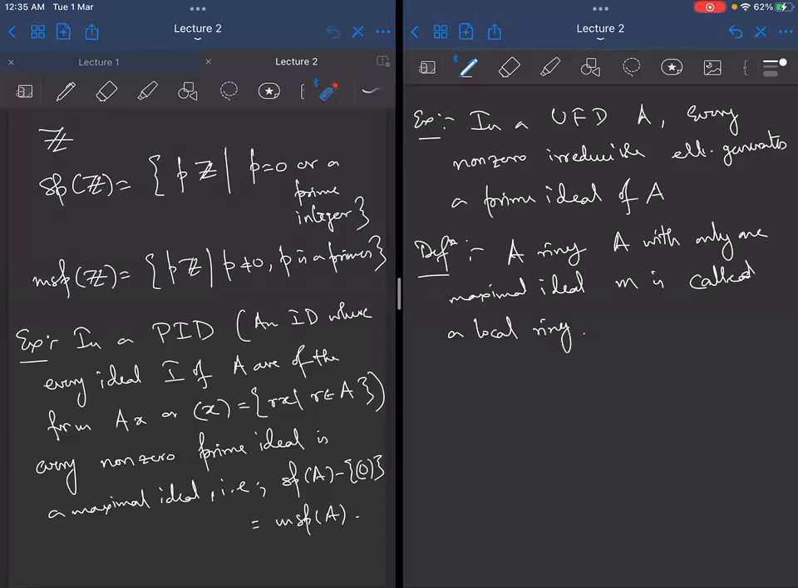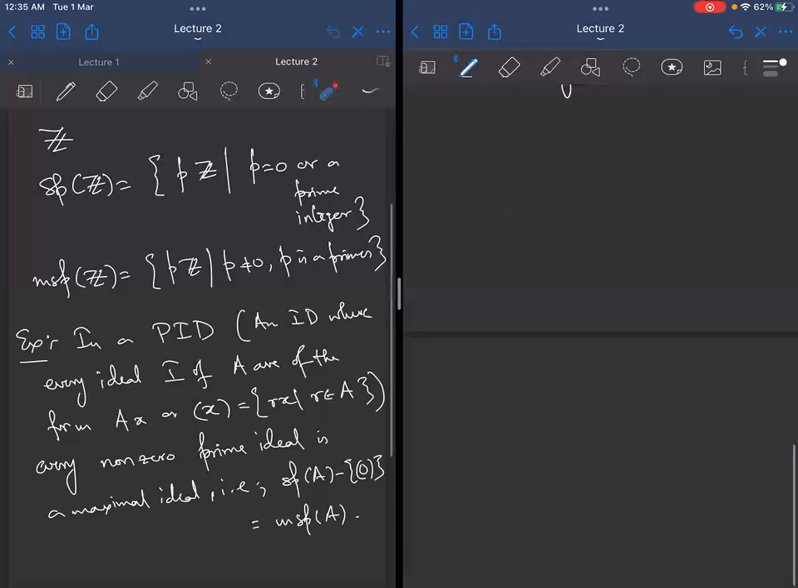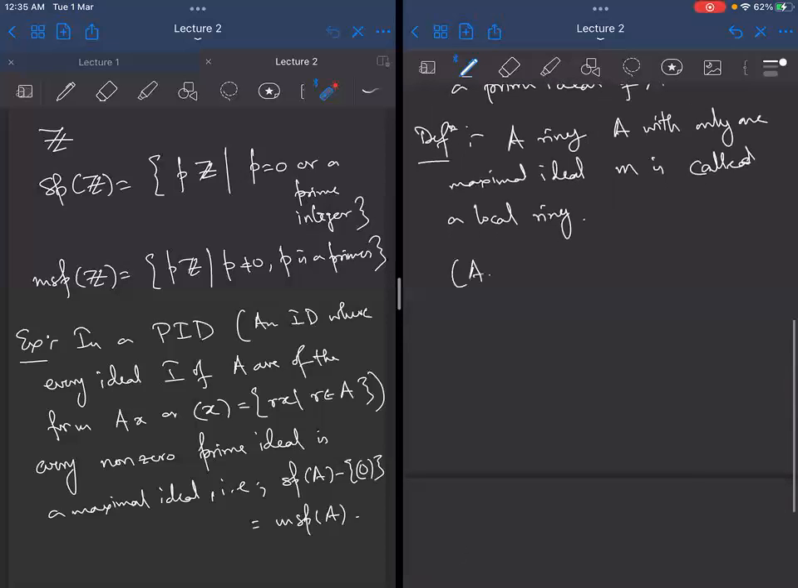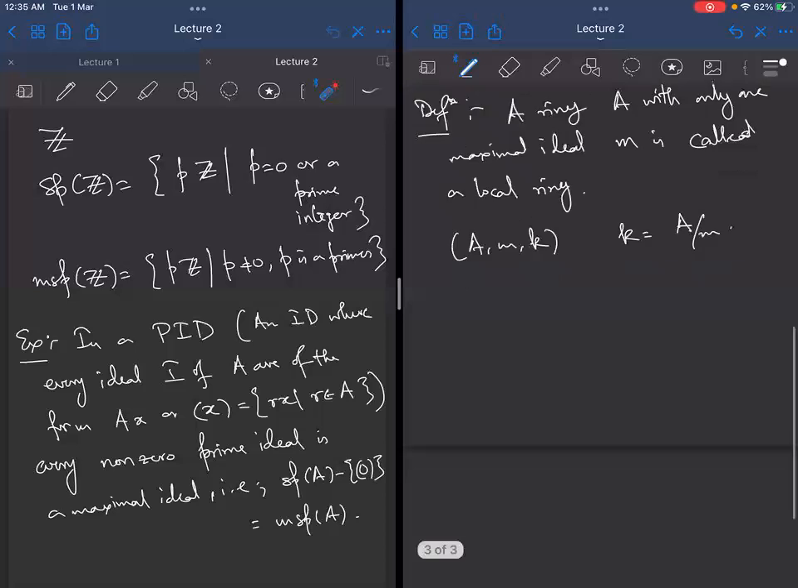While denoting local rings, we will be denoting them by the symbol (A, M, K), where K is the residue field. So K is the quotient of A by this maximal ideal, hence it is a field, and this will be called the residue field. Okay, so how to determine local rings?